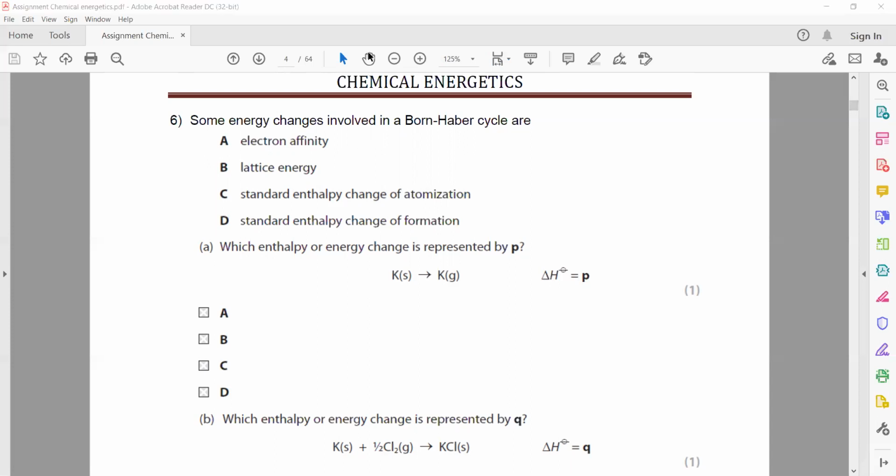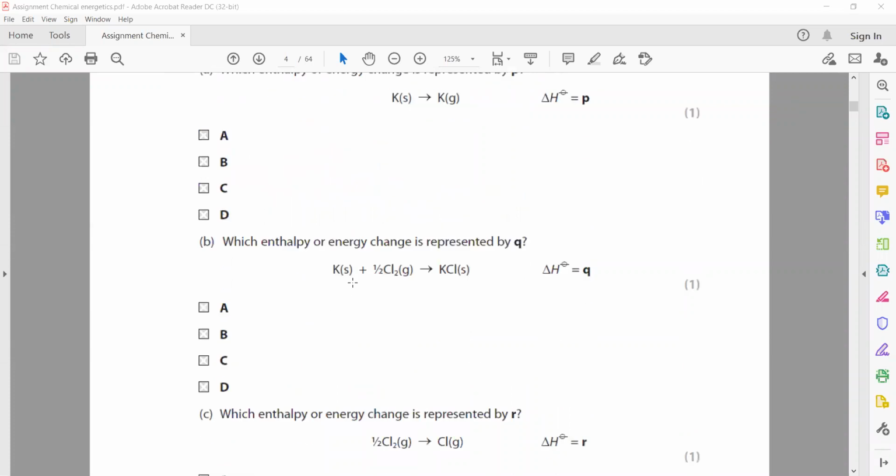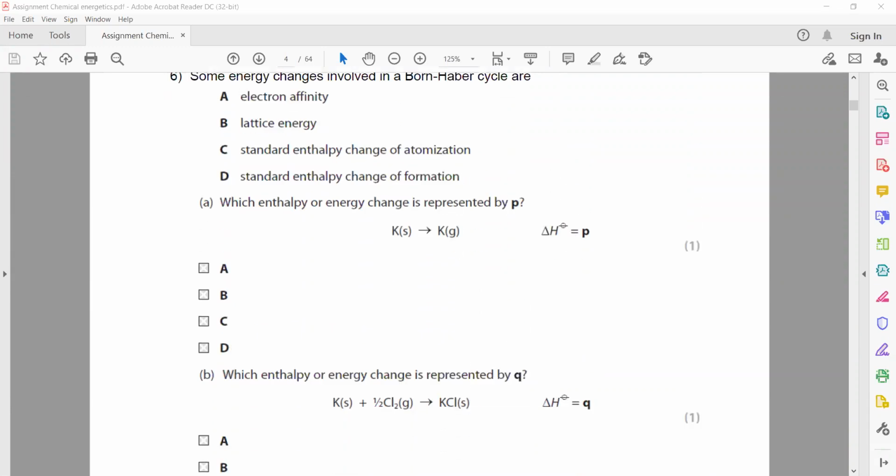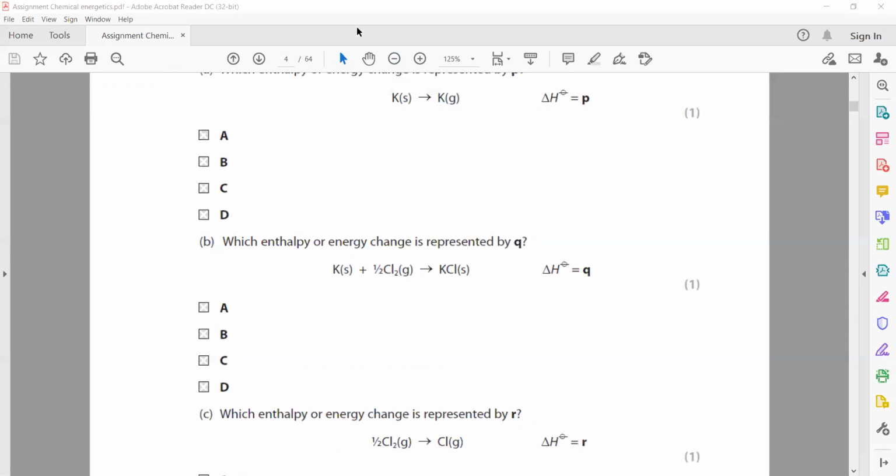Because we are converting a solid into a gaseous state, we call that atomization. That's why C is the right answer. Then elements are forming a compound. Potassium and chlorine are forming a compound. What do we call this enthalpy change when elements form a compound? Yeah, that's right. It's a formation. So formation, D is the right answer.